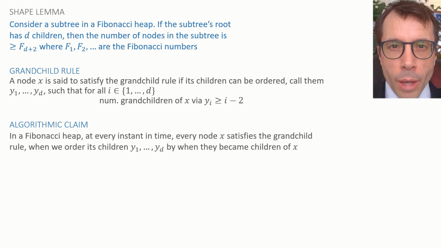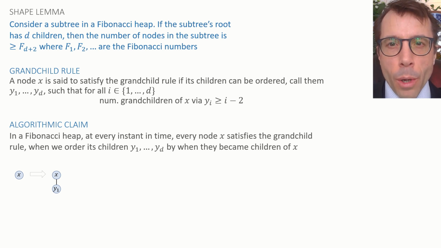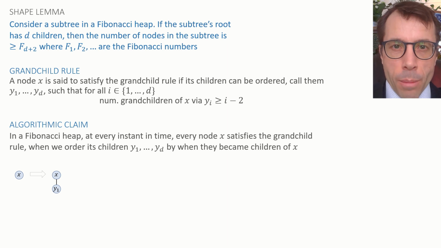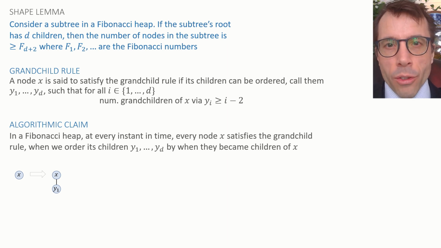To see where this claim comes from, let's step through the life of a node in the Fibonacci heap. Pick some arbitrary node somewhere in the heap, let's call it x. At some point in time, x might have been a root and it might have gotten merged with some other node, call it y. That must have happened if x has any children at all, because only root nodes are able to acquire children.